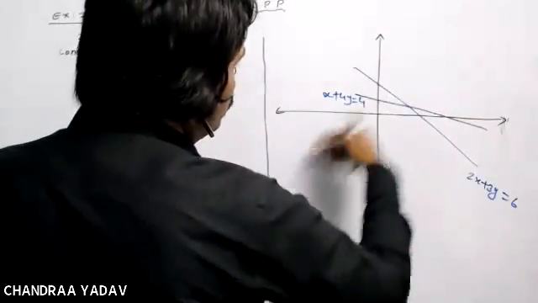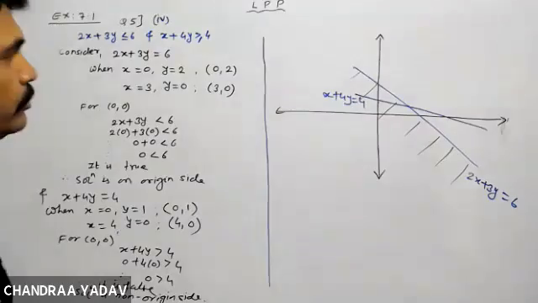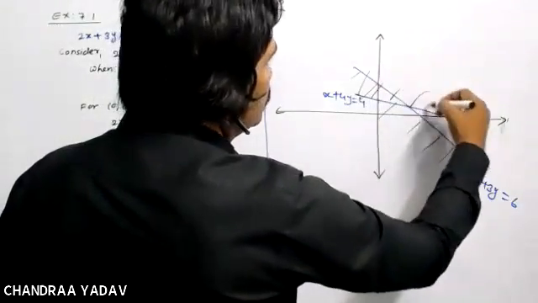It means below this one. It's like that. Remember, in this way. And this one is non-origin side. It means we'll move above like that in this way. So where is a common part? So this part. Yes.